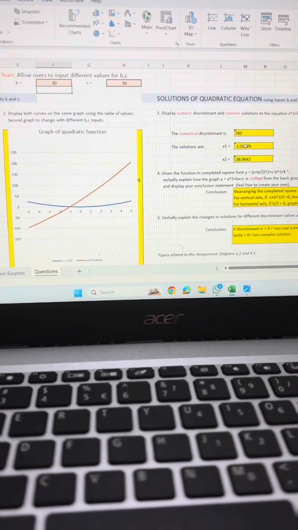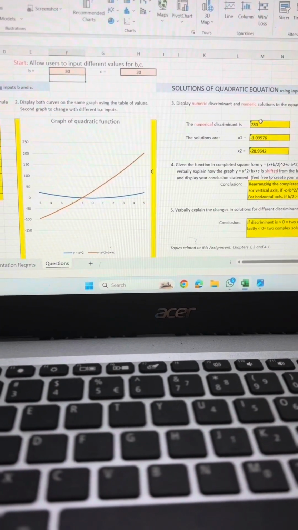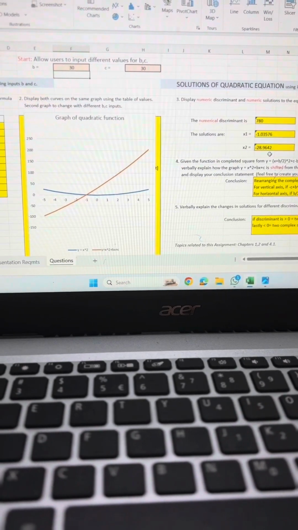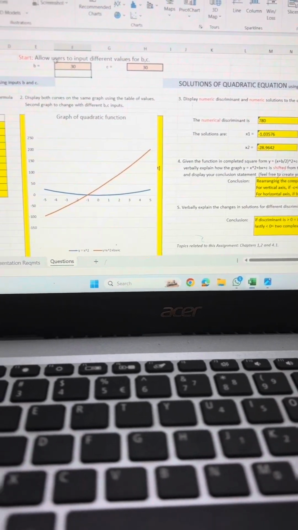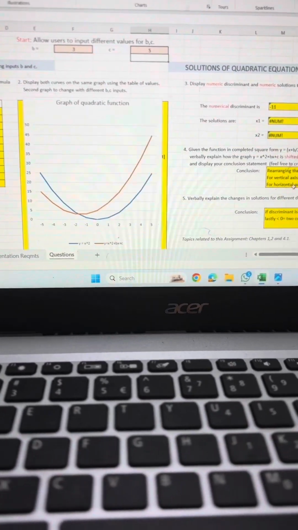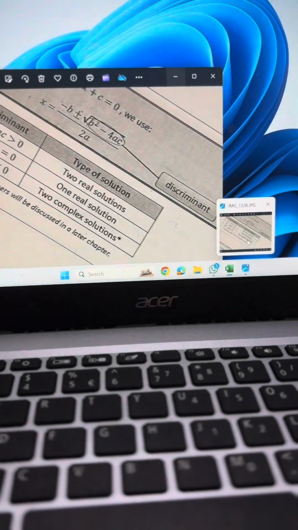Let's see. We change this value to another value. You can see here it also indicates that this is a positive discriminant, which you can observe is 2 solutions. Later I'll come back to this, which is quite important to remember. We change it back to 3 and 5 respectively. Questions 3 and 5 are highly related to what we learned in our tutorial notes.